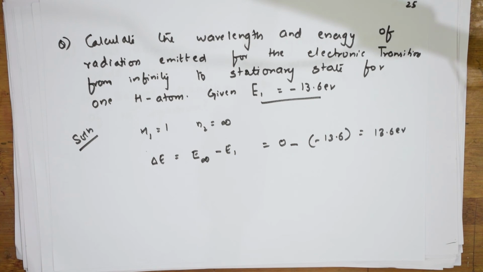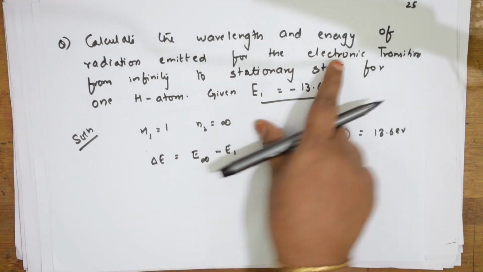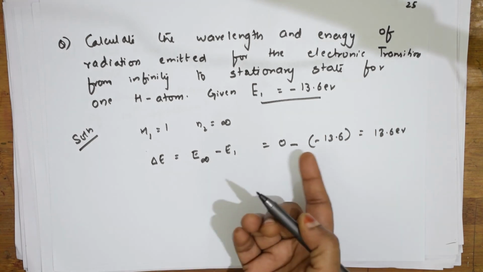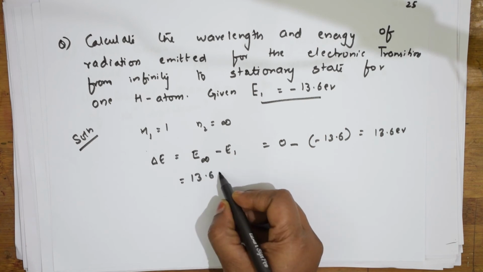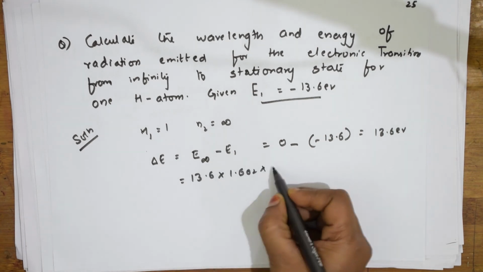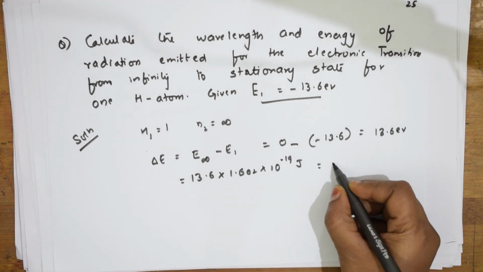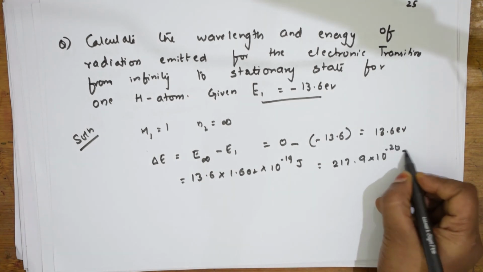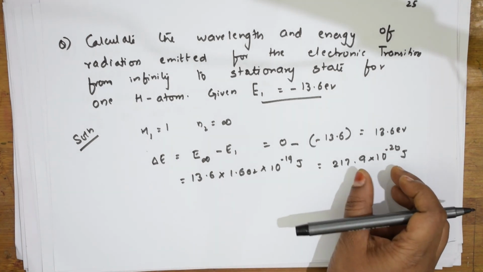That's also over. But this is for an electronic transition, isn't it? So to get this in joules, what do we do? We multiply with the charge, isn't it? So this becomes 13.6 into 1.602 into 10 raised to the power of minus 19 joules. When I multiply, I get an answer of 217.9 into 10 raised to the power of minus 20 joules. Fine, this is your electronic transition energy.